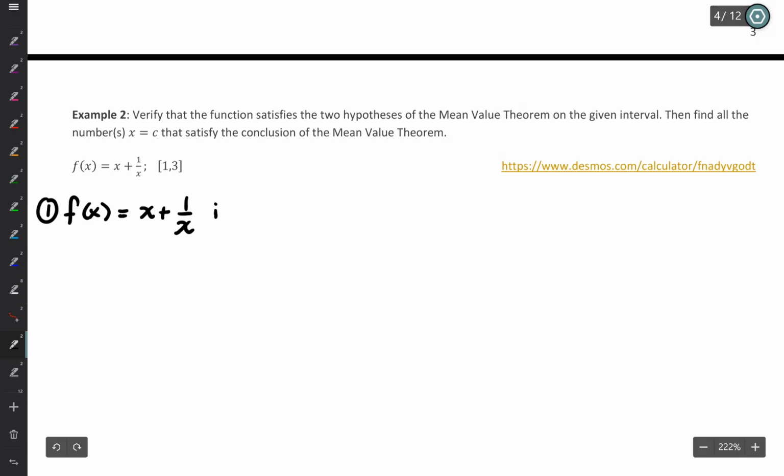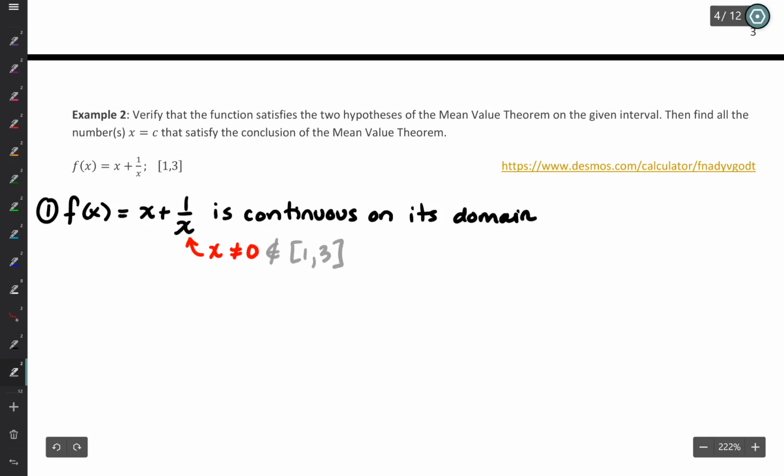All the functions that we're familiar with are continuous on their domain. And the only domain restriction here is that x cannot be equal to 0, and 0 does not live in between 1 and 3. So since this function is continuous everywhere but 0, it's fine to say that this function is continuous on [1, 3].